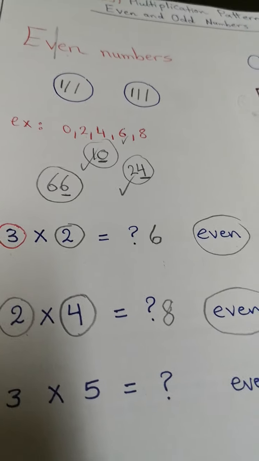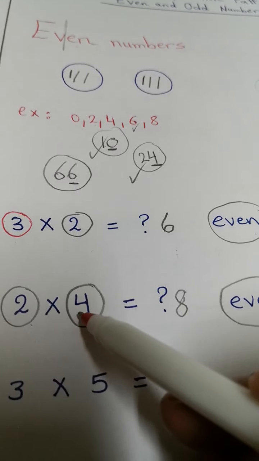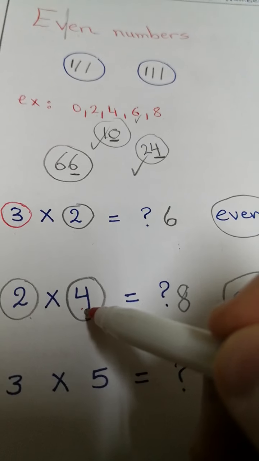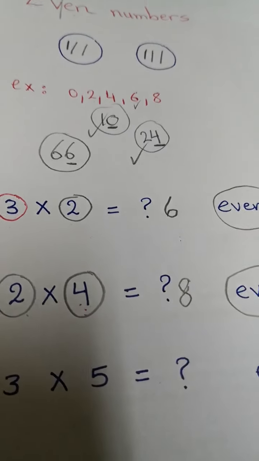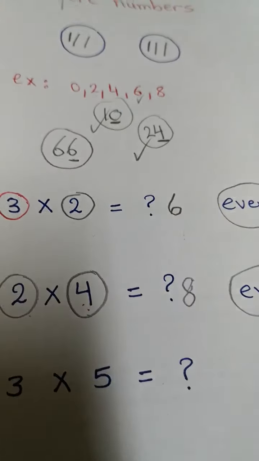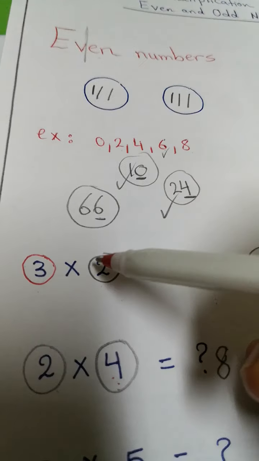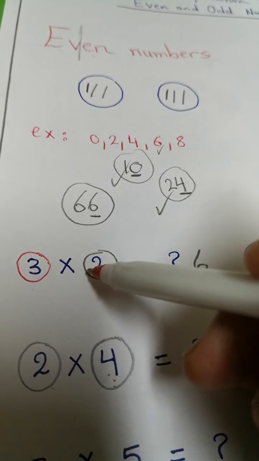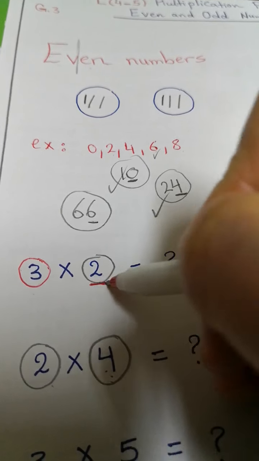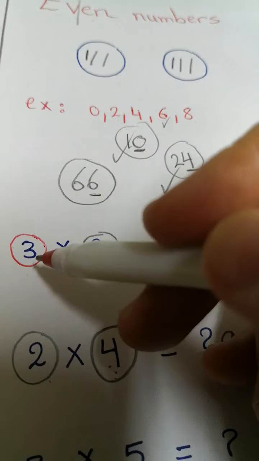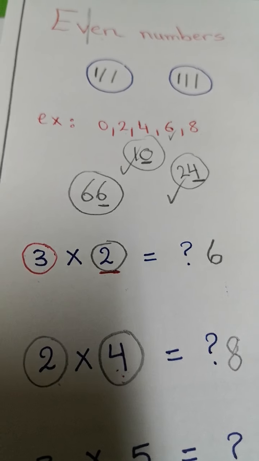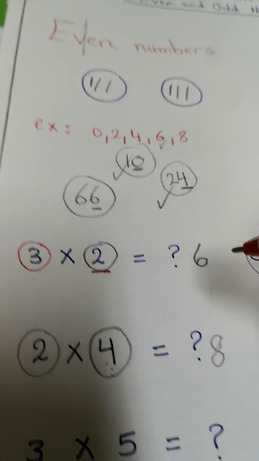Why is that? Because 2 multiply 4, I have 2 groups, and each group has 4. So I have 2 equal groups without any leftover. So it is an even number. Now what about 3 multiply 2? Also 3 multiply 2 equals 2 multiply 3. So I also have 2 groups, and each group has 3. So no problem. 2 groups and each has 3, 4, 5, anything, but they are equal groups. So it is an even number or even product.